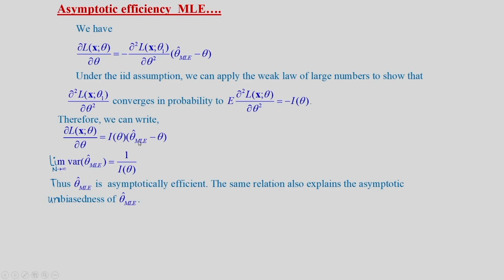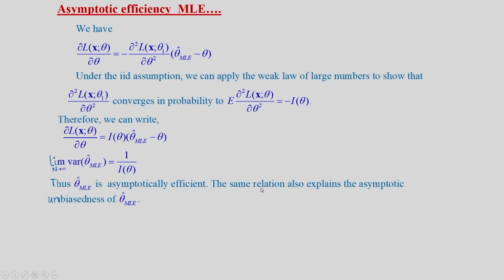And if I consider the Cramer-Rao bound, therefore, the limit for the variance of theta hat MLE as n tends to infinity will be given by 1 by I(theta), where I(theta) is the Fisher information statistic, and it is given by this expression: E of del 2 L by del theta square is equal to minus of I(theta). Thus, theta hat MLE is asymptotically efficient.